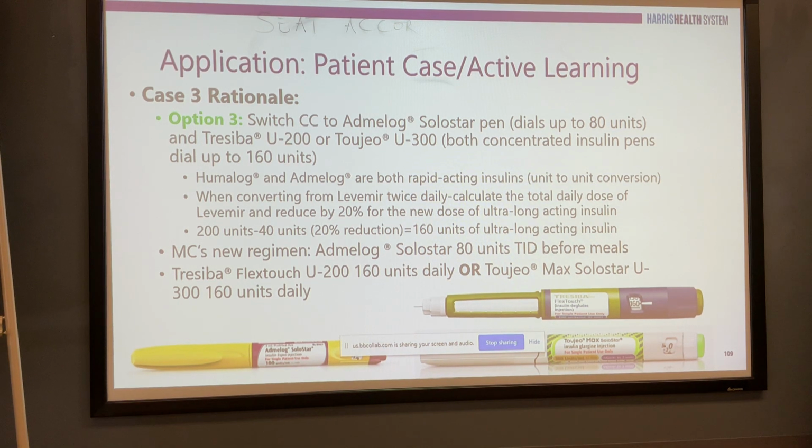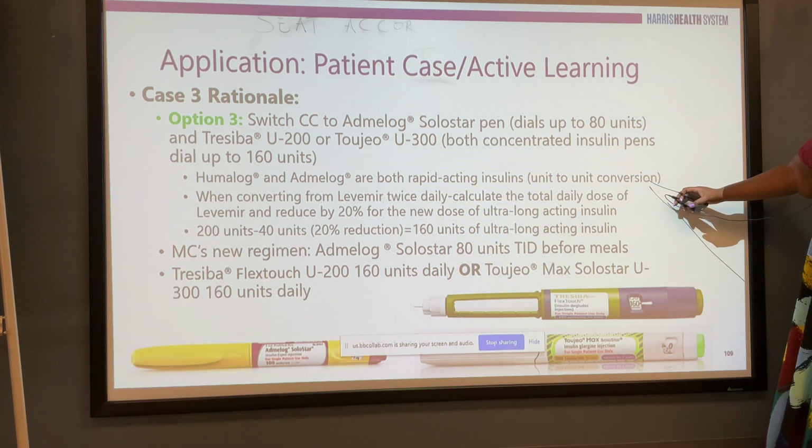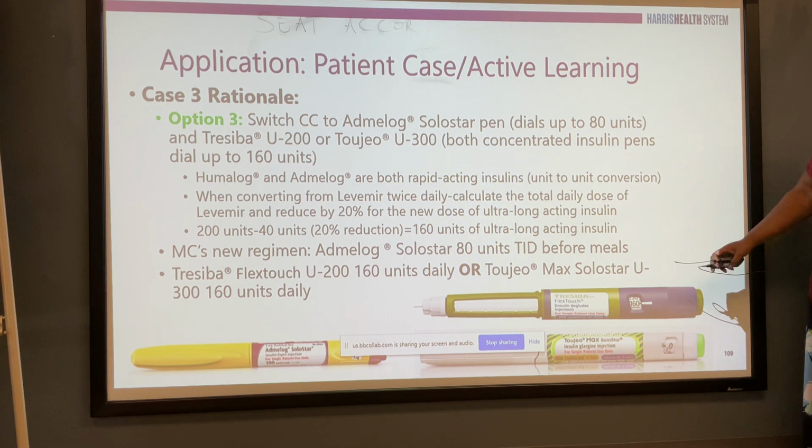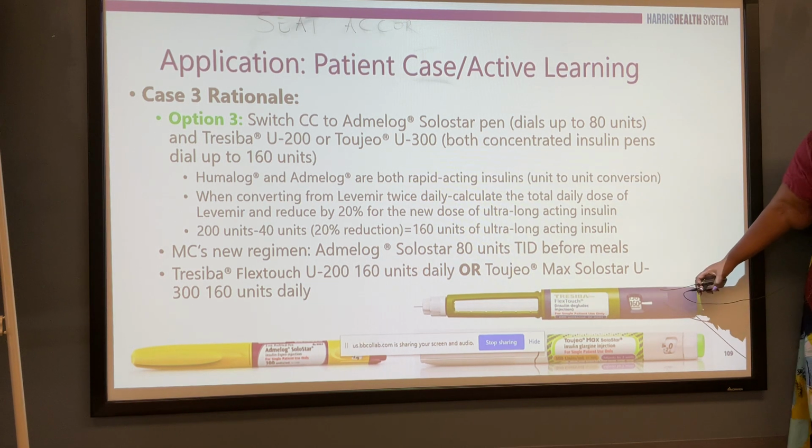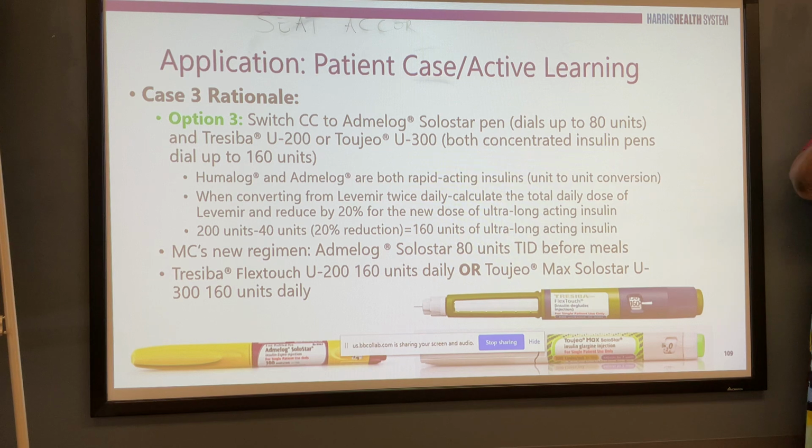So just to give you examples of how to know your products and what they dial up to and what the options are. And then here I have the conversion of how to go from Levemir twice daily to an ultra long acting product. So remember, we have to do that 20% reduction, which is how we come up with the new insulin regimen of 160 units per day. And if you look at the Tresiba and the Toujeo, the pens can both dial up to 160. Okay? So there's no right or wrong answer. This would be what the patient is willing to do. I just want to give you a case of how to apply your cheat sheets, how to apply what we've learned, and why it's important to understand our injectable products.